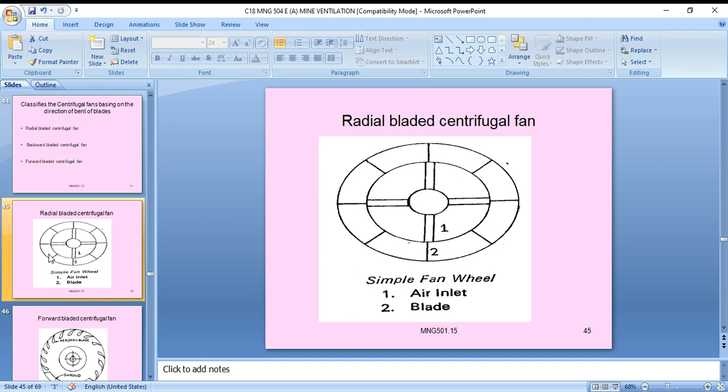This is the radial blade centrifugal fan. See, the air inlet is there, as well as the blade angle, which is exactly opposite the center of the shaft.